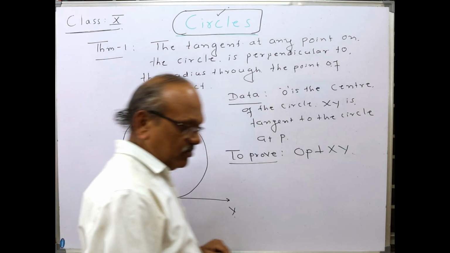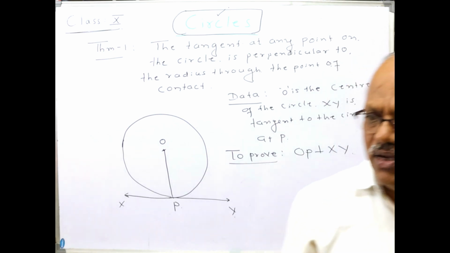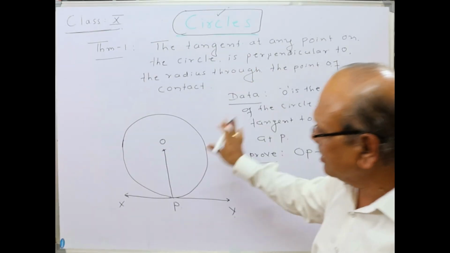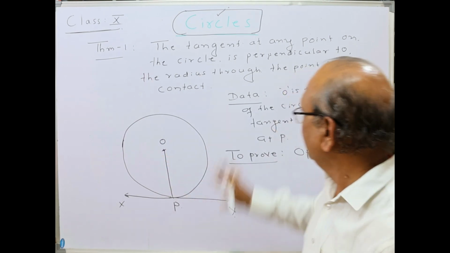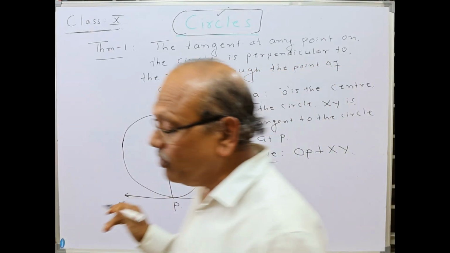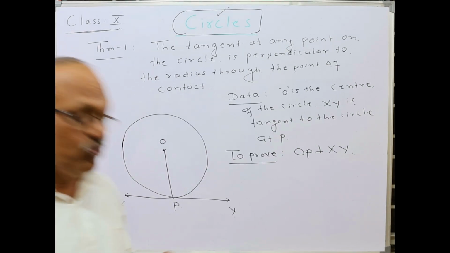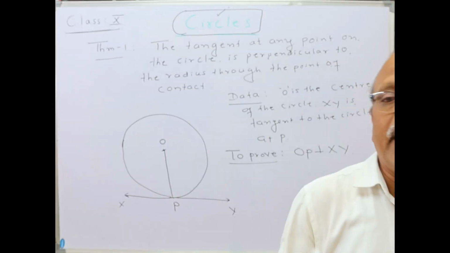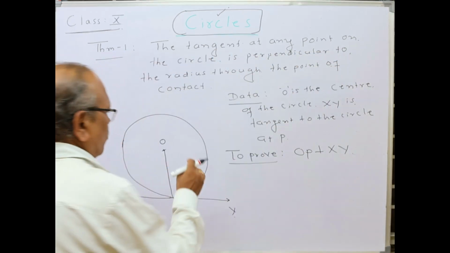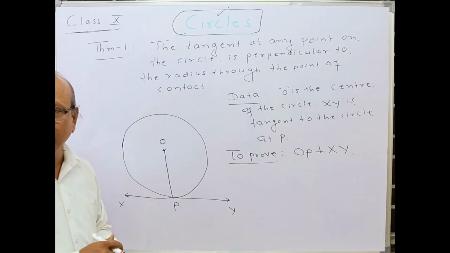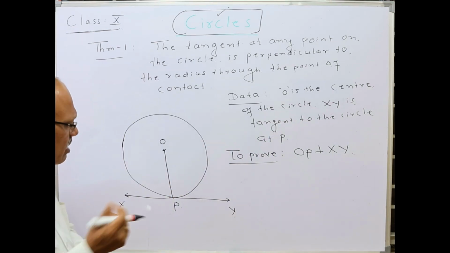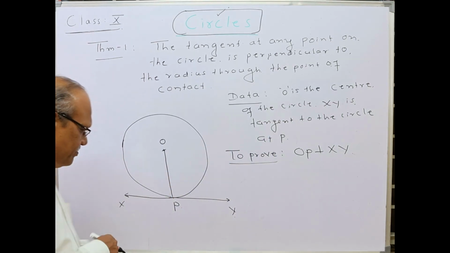Now you have to plan. This is routine work. Whenever you take a theorem, you have to read it, understand it, draw a relevant diagram like this, then write the data first, then what is to prove. Before writing the proof, don't learn it by heart. Many students have the habit of learning proofs by heart. Never do that. You must plan what you are going to do. Our aim is to prove that OP is perpendicular to XY. Let us think of the possibilities of proving this.